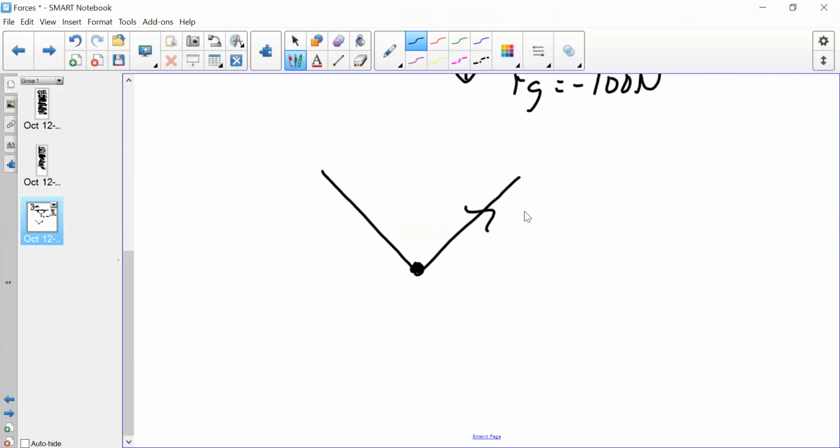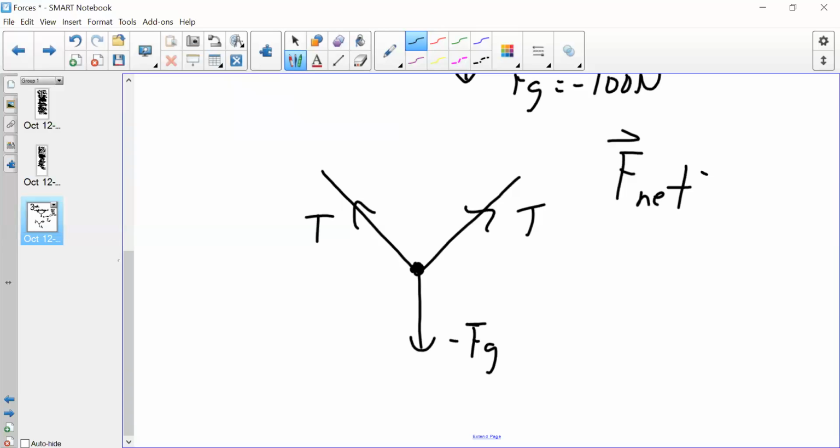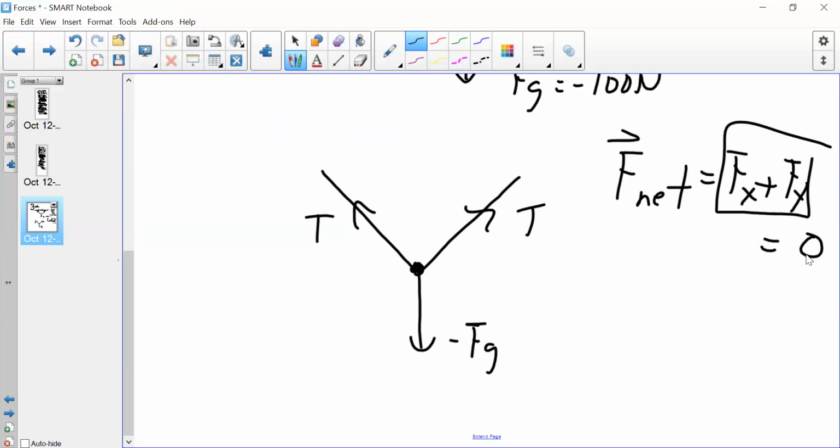We have tension here, tension there, and force due to gravity, or negative Fg. We know that the net force in the system is going to be made up of all forces in the x direction and in the y direction. And we know that the sum is going to be equal to 0. So we don't have to do a Pythagorean sum. We know it's going to be 0. So we're interested in what are the forces making up 0, so that we can find out stuff like tension and mass and stuff.